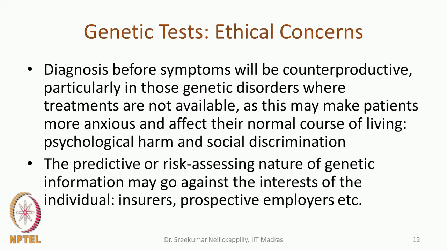And the predictive or risk assessment nature of genetic information may go against the interest of the individual, in the sense that this information might go into the hands of the insurers. Insurance companies might refuse to insure individuals because they come to know that this person is prone to certain very severe diseases. Then again, employers might know that this person is going to have such a disease, so they decide not to hire him. So, there are several such issues which might raise very serious concerns with regard to confidentiality and privacy.